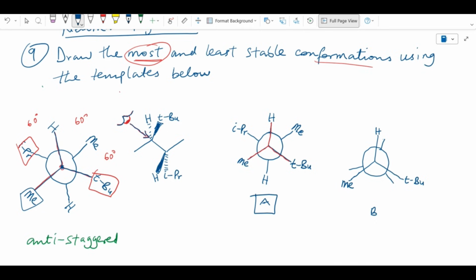So if I rotate the back carbon by 180 degrees, now that isopropyl group will be next to that butyl group. So I'm going to have my isopropyl group here. Then that means every other substituent on the back carbon should be rotated by 180 degrees. So this methyl group that's on the back carbon will be rotated by 180 degrees, 60, 60, 60. So that methyl group is going to be right next to this methyl group in the front carbon.